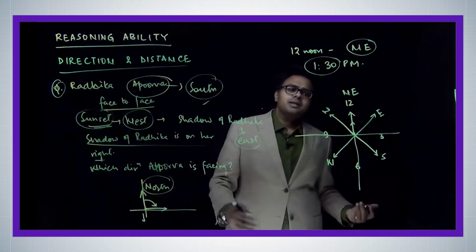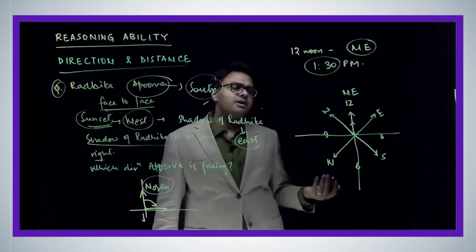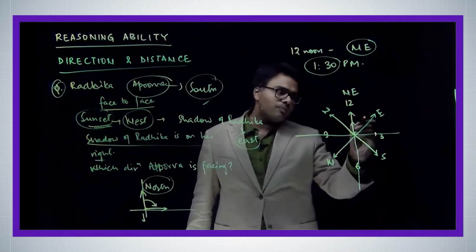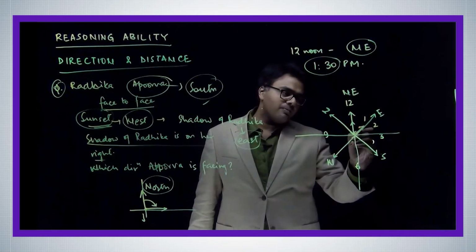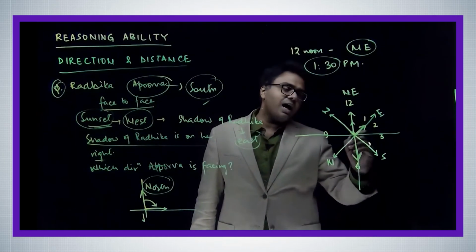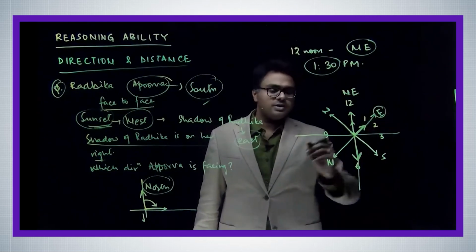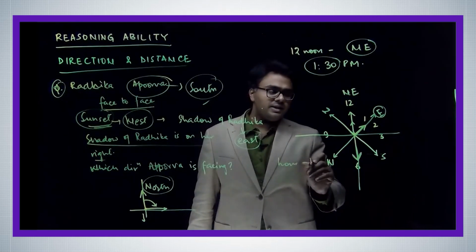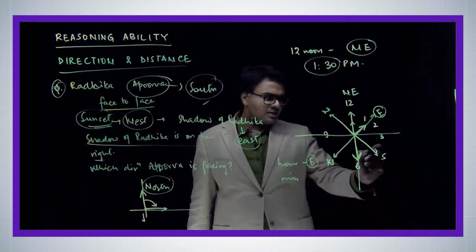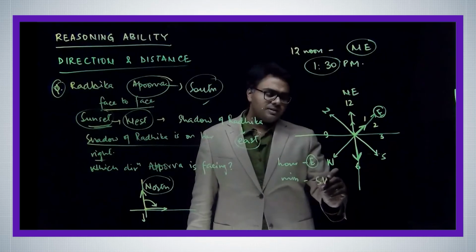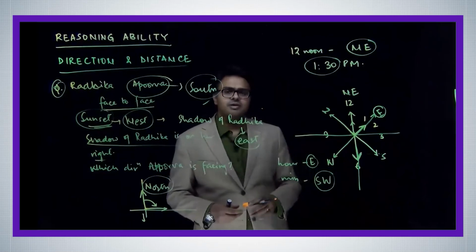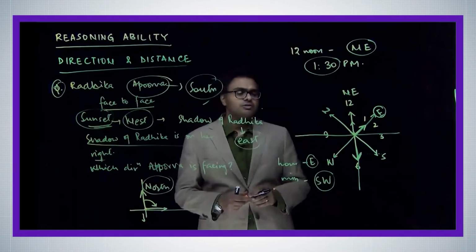Now at 1:30, what is the situation of the hour hand? At 1:30, how does the clock look? The hour hand will be between 1 and 2, that means somewhere here. And the minute hand will be here. So the hour hand will be in the eastern direction. And the minute hand will be in the southwest direction. As simple as that. You can simply answer this question once you get this much information.